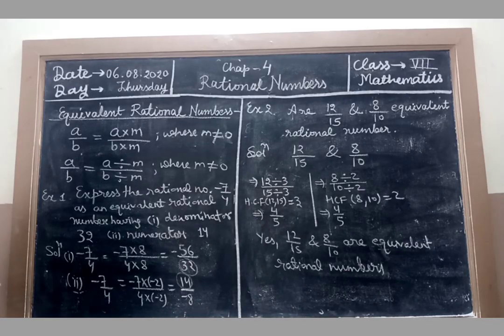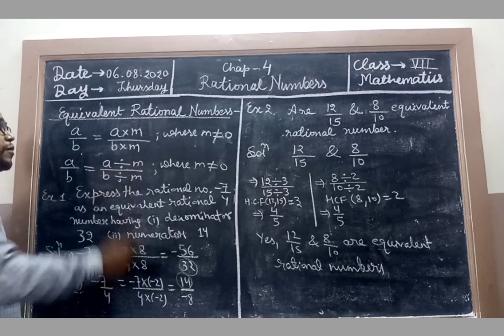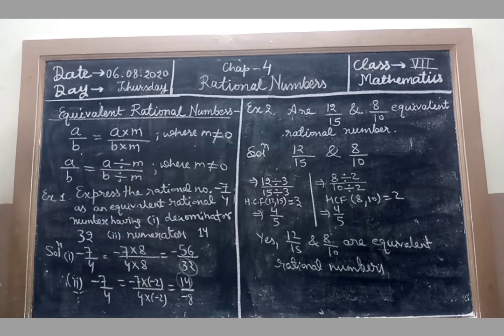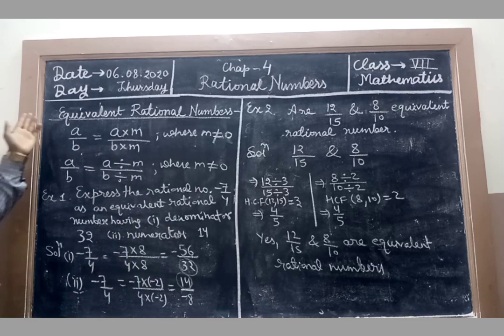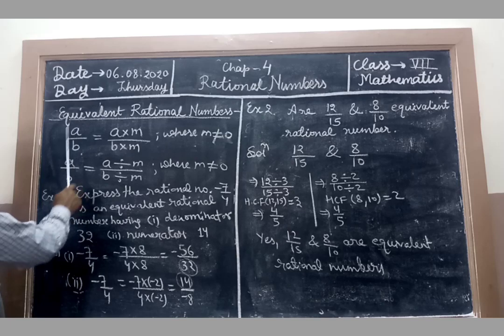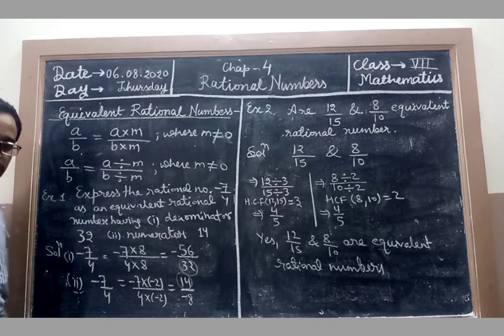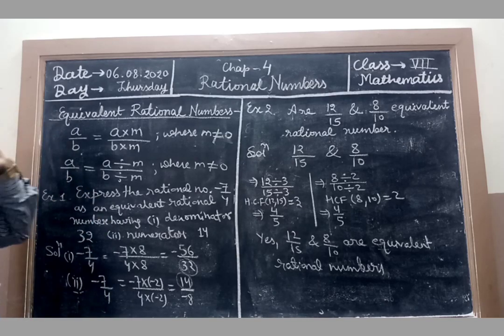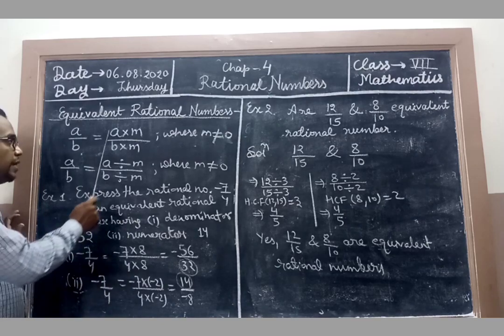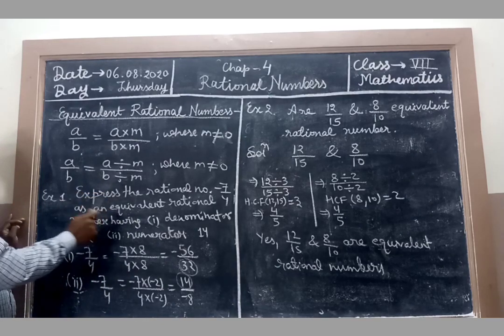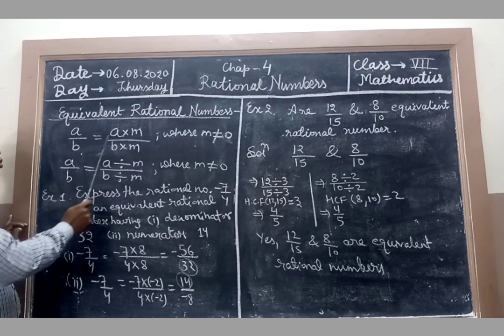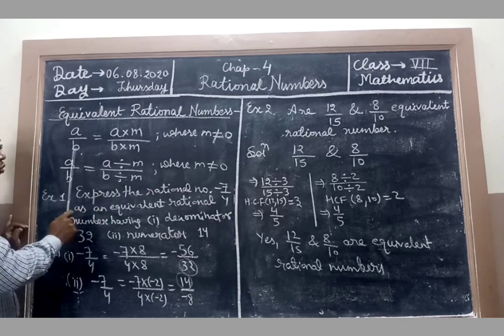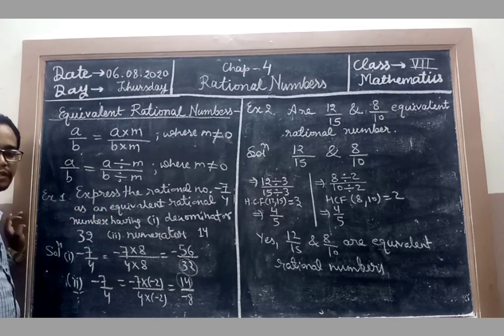Good morning students. Today I am going to continue chapter 4, rational numbers, in which I have the topic equivalent rational numbers. As we know, a rational number is of the form a upon b, where a and b are integers. So if you multiply both numerator and denominator by m, then a upon b is equal to a into m upon b into m. So these are equivalent rational numbers.